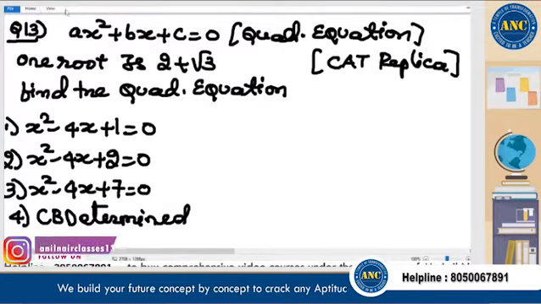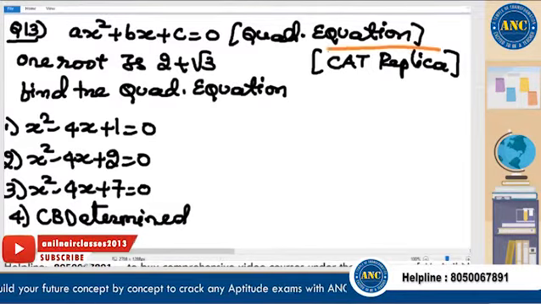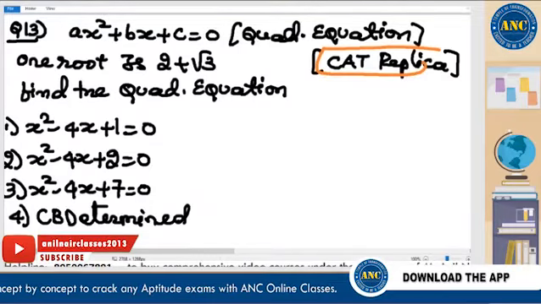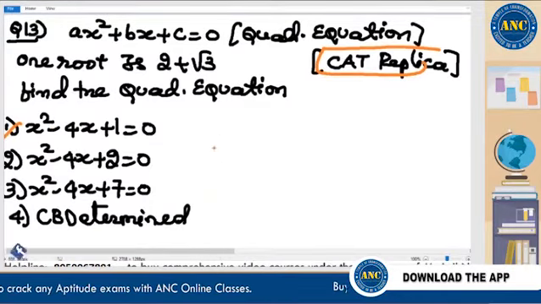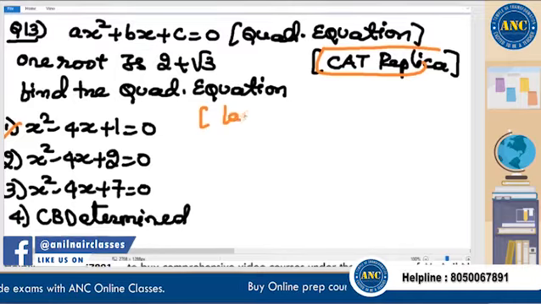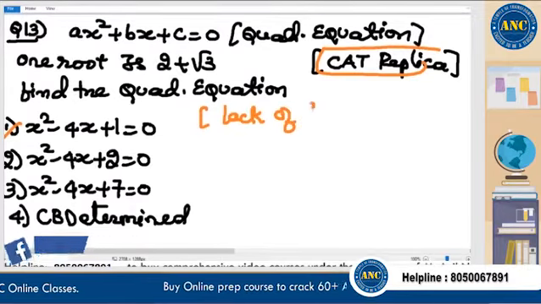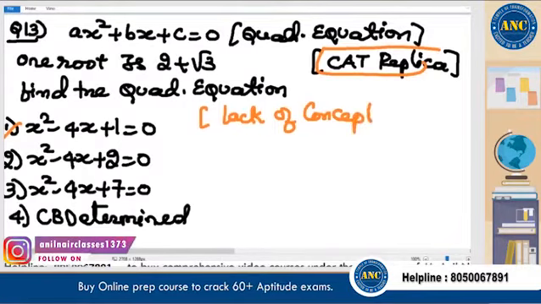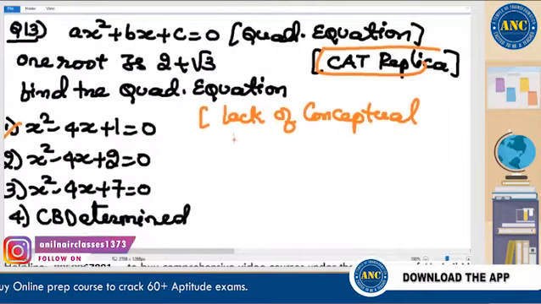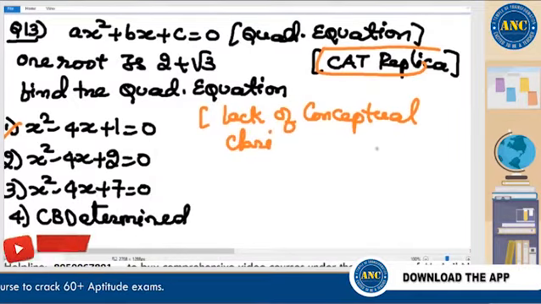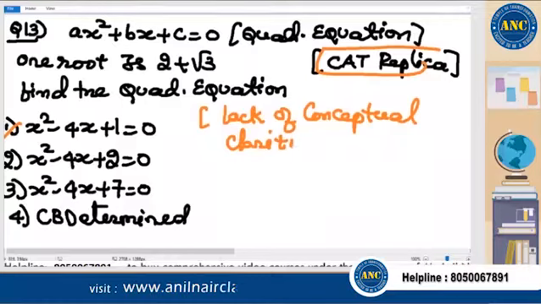So many students will tick mark the answer to be x square minus 4x plus 1 equivalent to 0. It is because of lack of conceptual clarity. They are not good in concepts, they just mug up the concepts. They are the students who love to memorize. They lack the conceptual clarity, right?